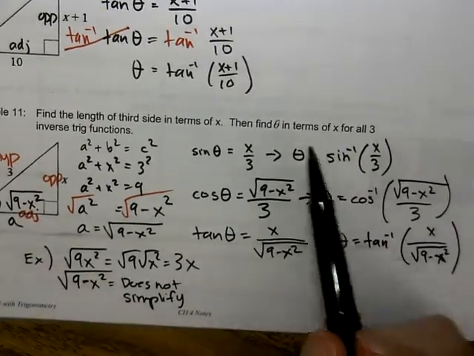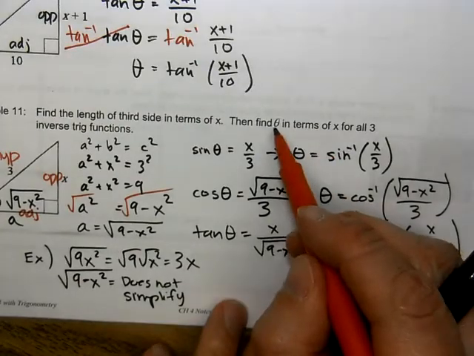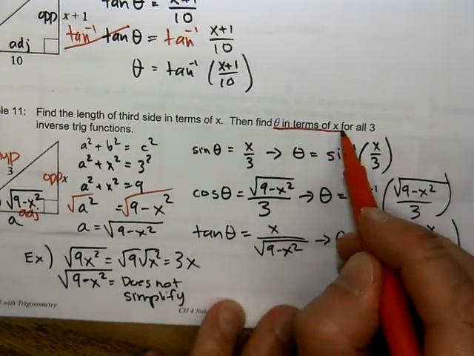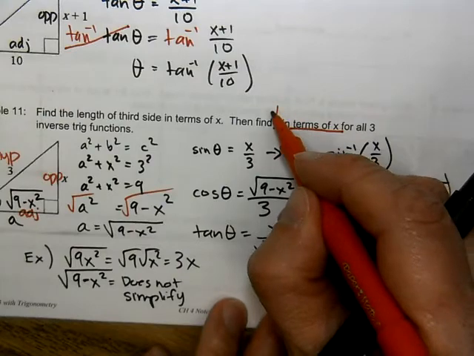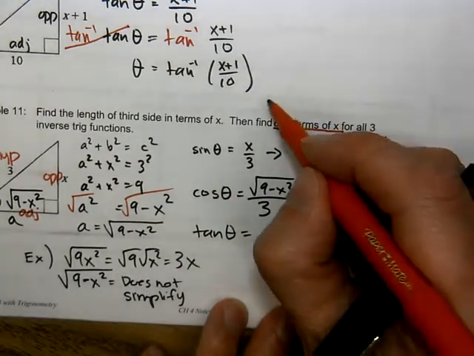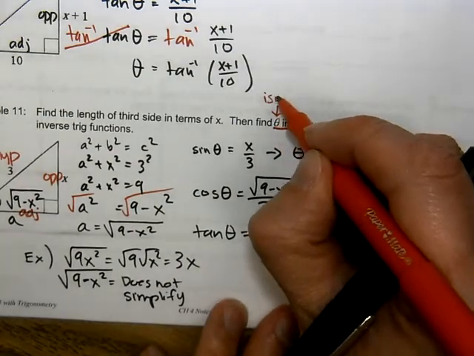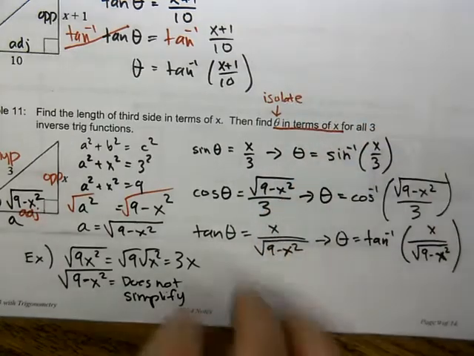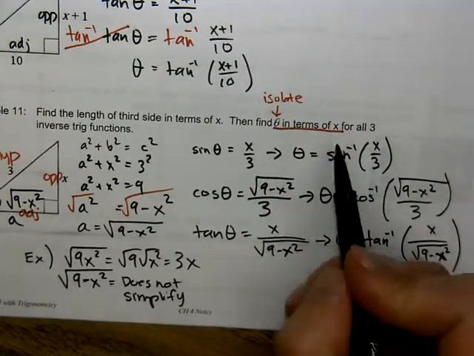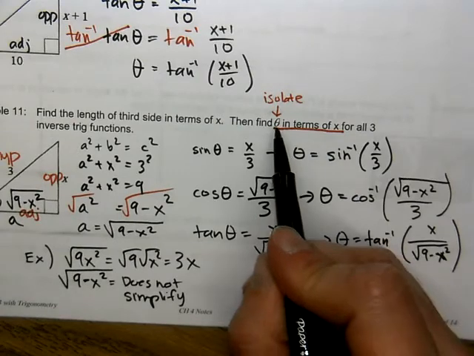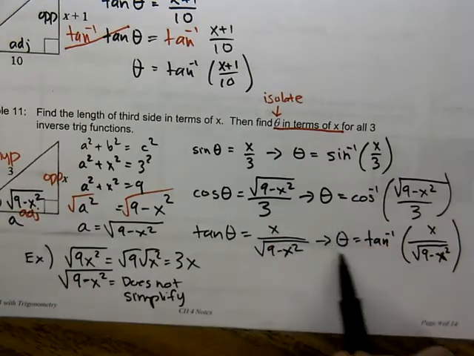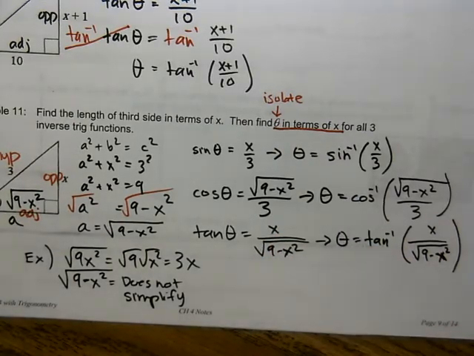All right, so again, this is your key phrase where it says, find theta in terms of x. Whatever comes first, that's what you have to get by itself. So you have to isolate that variable. So that's your output. So x is your input, theta is your output, and that's what you have to get by itself, and we did.